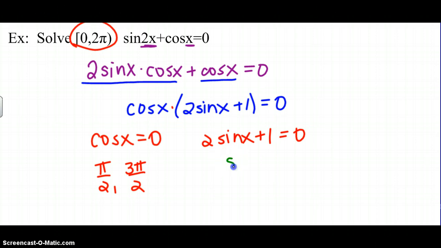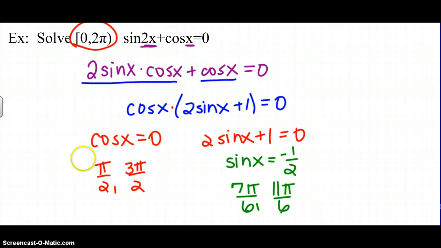This one's going to require a little more solving. I'm going to say the sine of x is equal to negative a half. Sine is negative in quadrants 3 and 4. It has a 1/2 value at the 30-degree reference angles. So we're going to say it's going to be 7 pi over 6 and 11 pi over 6. Those are your final answers.